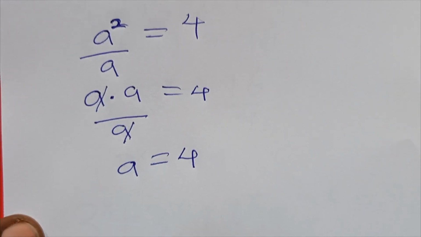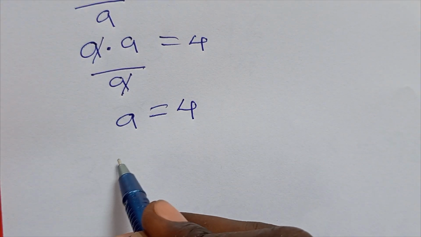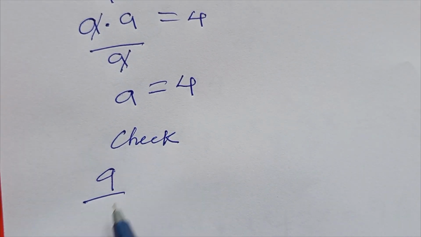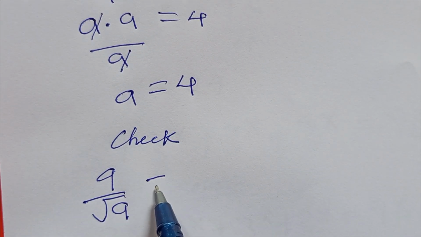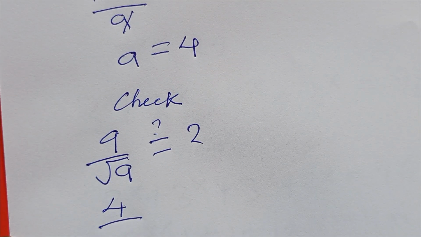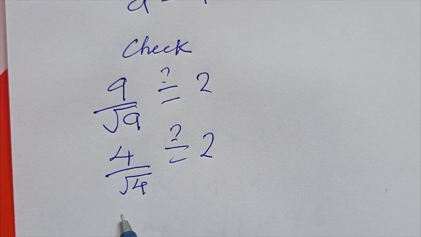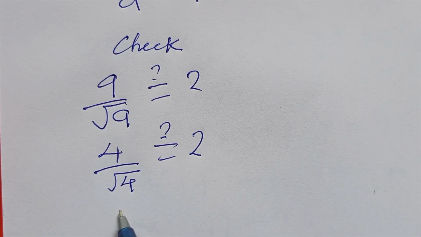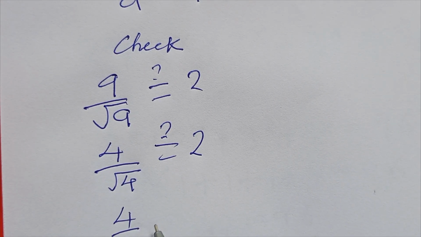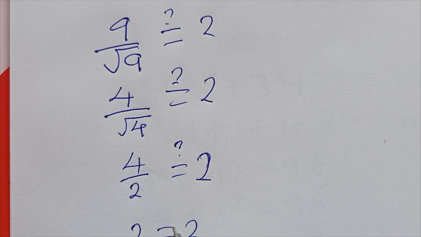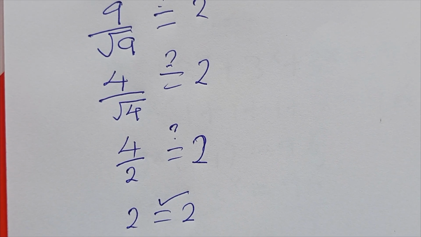So let's check if we actually are correct. Let's check by substituting a in our equation. We have a over root of a. This is going to be equal to 2. So a is 4 over root of 4. Is it equal to 2? So we have 4 divided by root of 4, which is what? 2. Is it going to be equal to 2? So 4 divided by 2 is 2, which is equal to 2. Hence, what we solved is correct.